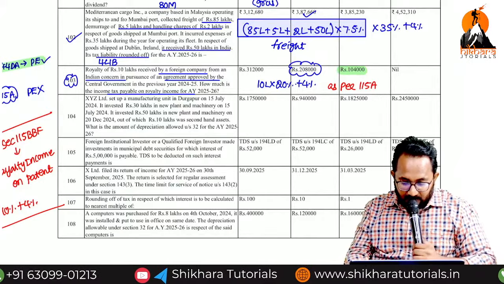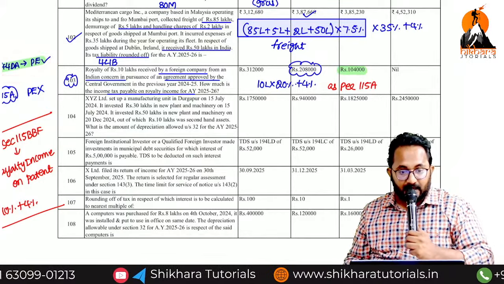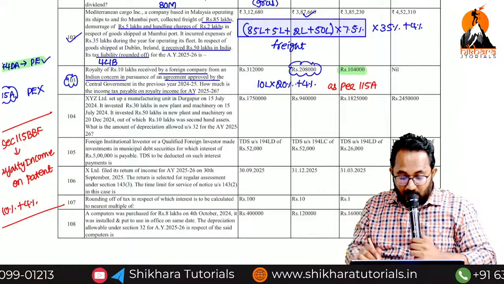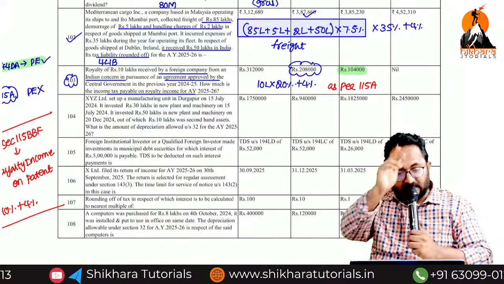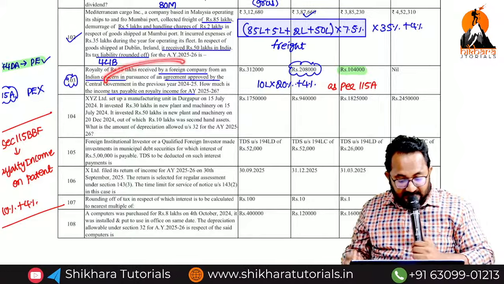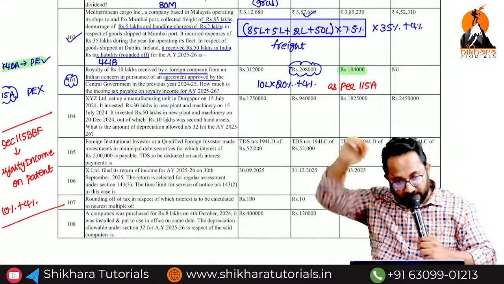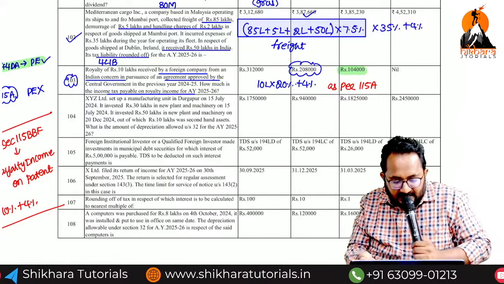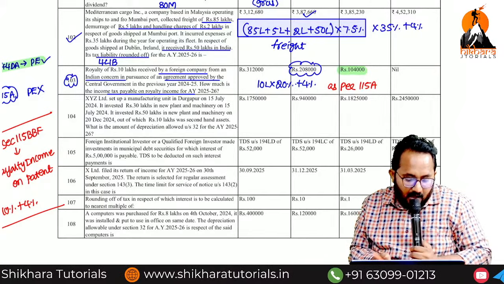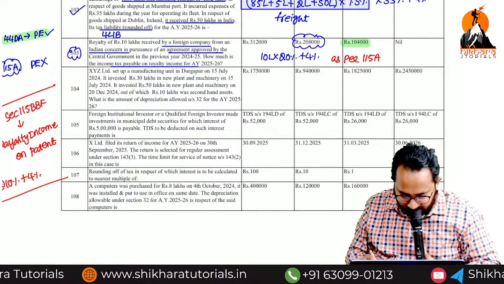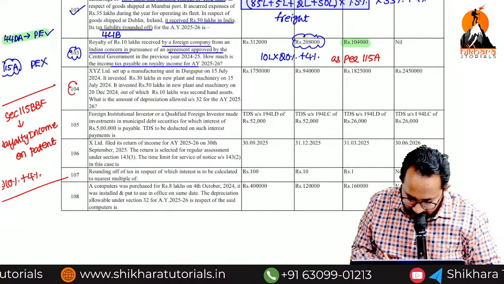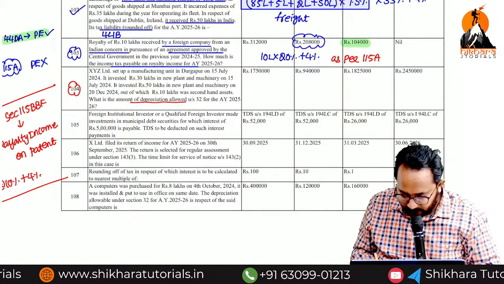Maybe you can ask, sir, why are you not applying 44DA? If a PE is there, and from that PE only the foreign company provided the services to the Indian concern, and then the Indian concern gave the royalty, then you can apply 44DA. In this question they are not saying anything about a PE. There is no PE in India, so that's why you can apply 115A. Done.